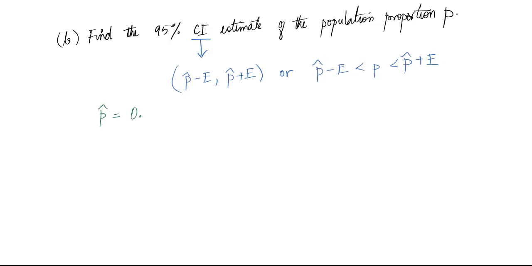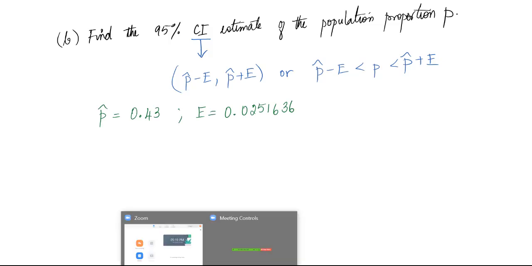P hat is 0.43, right? That's in the problem. We just found e to be that big number. Keep it as it is. If they asked you to round it, then you can round it accordingly. So p hat and e are these. I'm going to put it in the inequality notation.